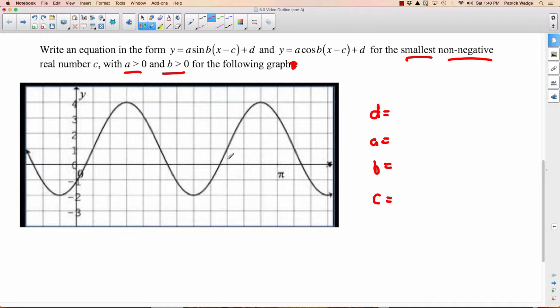So the key here is to find the midline. Wherever the midline is, that's what your D value is. So here's our lowest point at -2, our minimum, and our maximum's at 4. The midpoint is right in the middle of -2 and 4. You know how to find that?